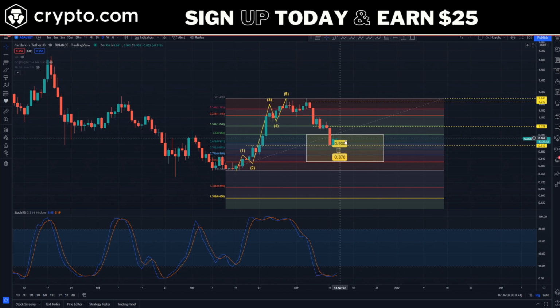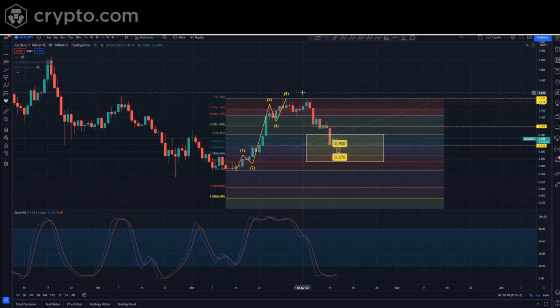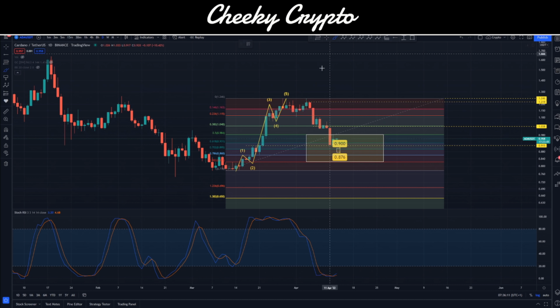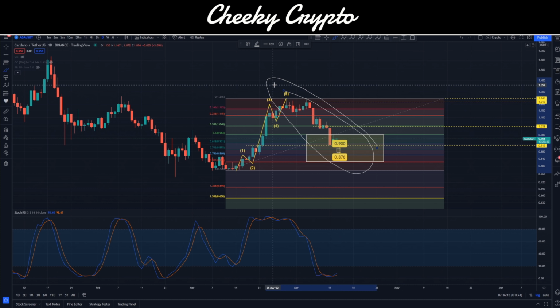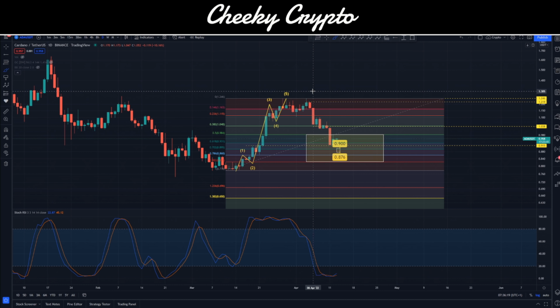The way that I'm looking at the sub-wave counts currently is that all of the moves inside this current structure going down are corrective. They are not impulsive, they are not definitive of a trend. By the word corrective, what is meant is that it is a short-term movement in that particular direction. Corrective moves can be up, corrective moves can be down.